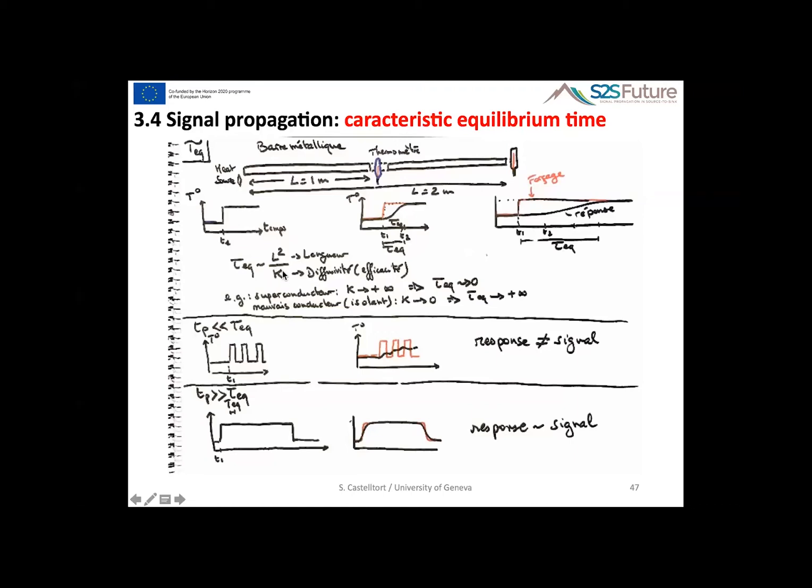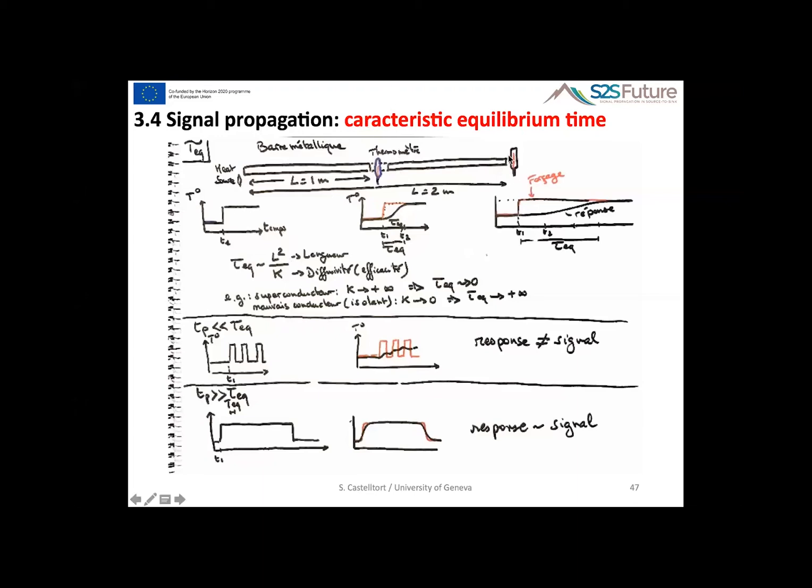So on a superconductor, or supernova, we say, diffusivity is very high. Teq is close to 0. You divide the length by something very big, and Teq is close to 0. If, however, I have something very insulating, then K is very small. I divide 1 meter by something very small, and it takes ages to reach the temperature of equilibrium.